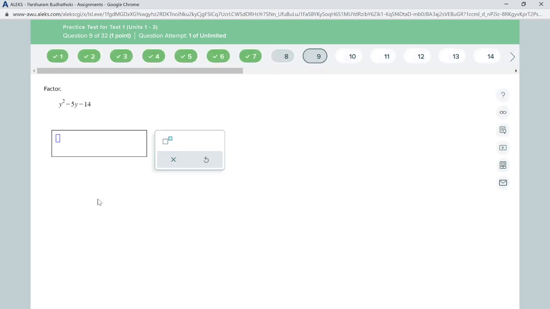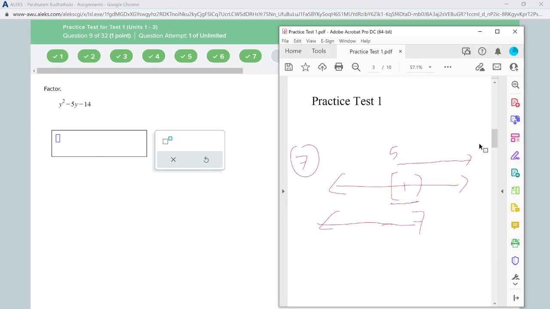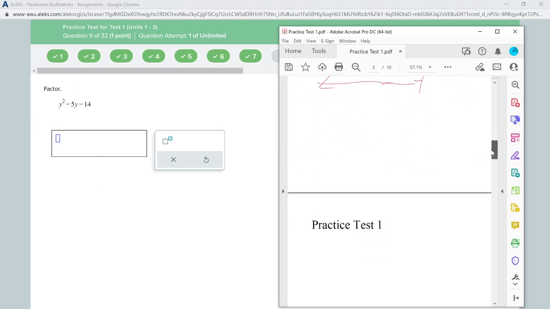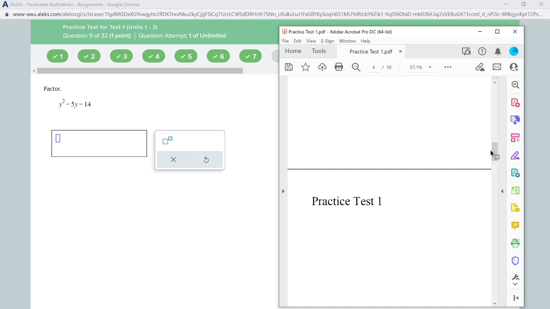Factor, find out the factor. For finding the factor, you can use the AC method or any other method you want. Here it's y square minus 5y minus 14.